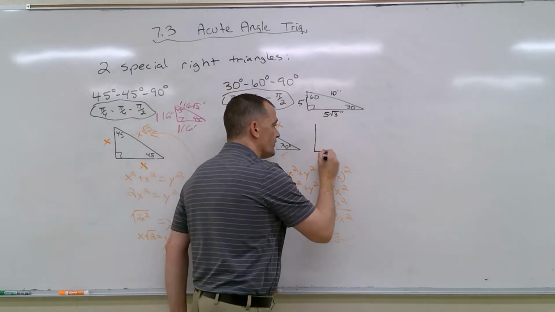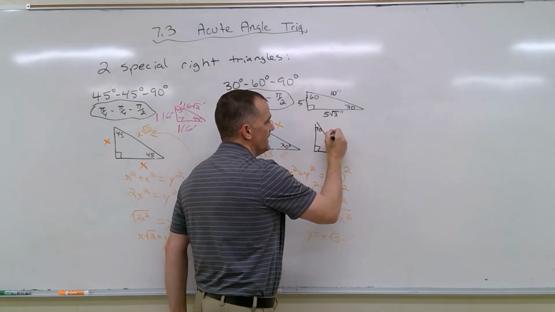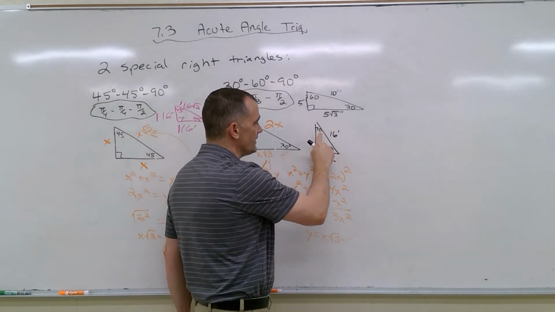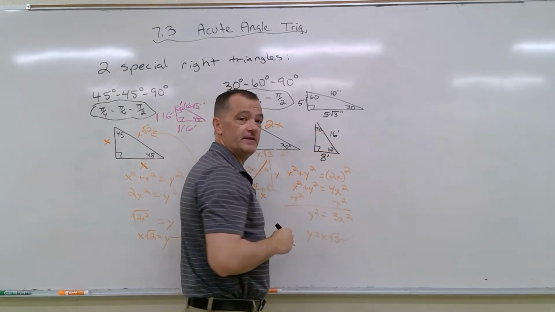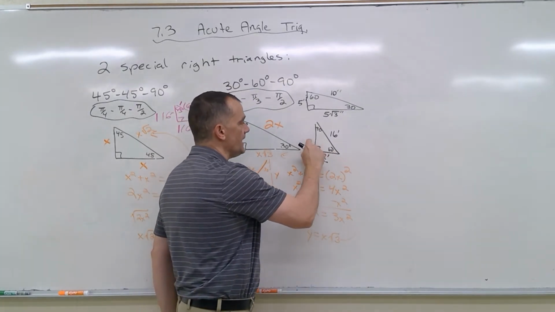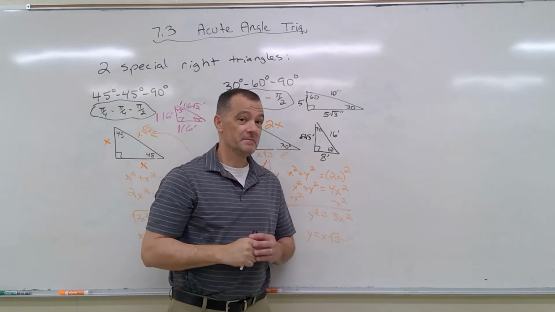If I had another 30, 60, 90 degree triangle, and I said the hypotenuse is 16 feet long, then the side opposite the 30 degree angle would only be 8 feet, because the hypotenuse is twice as long as the shorter leg, and then the side opposite 60 would be 8 square roots of 3 feet long.